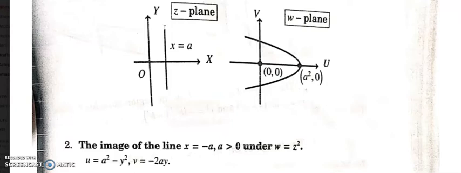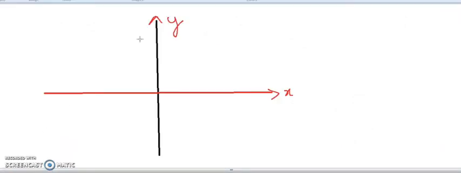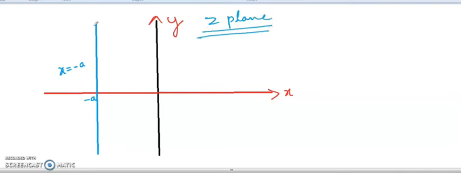Don't draw this graph. You can draw this on the left hand side. In the z plane, you can draw like this, on the negative side, because x is equal to minus a, this is the line. This is the minus a point, so points will be on the negative side. That's why we take the z plane. In the z plane, this is the graph, x is equal to minus a, this is the straight line, this point is minus a.